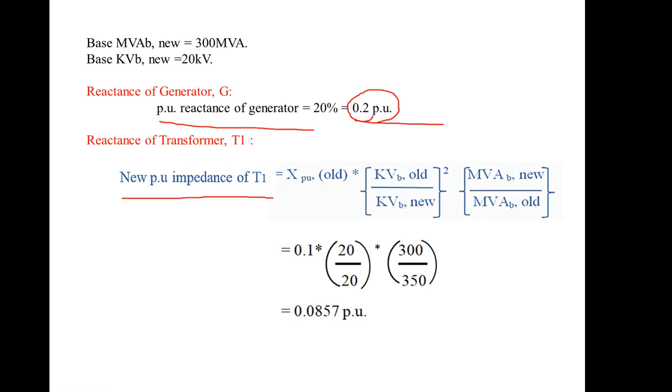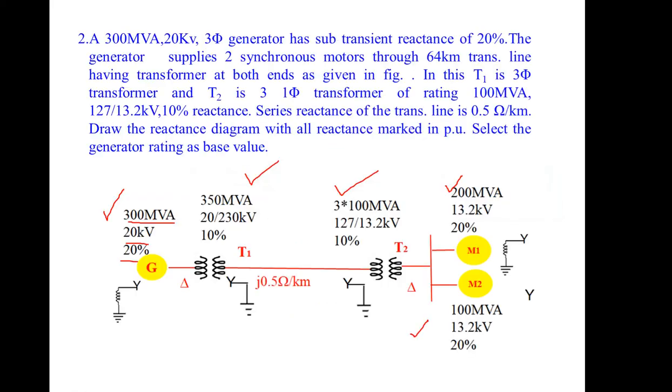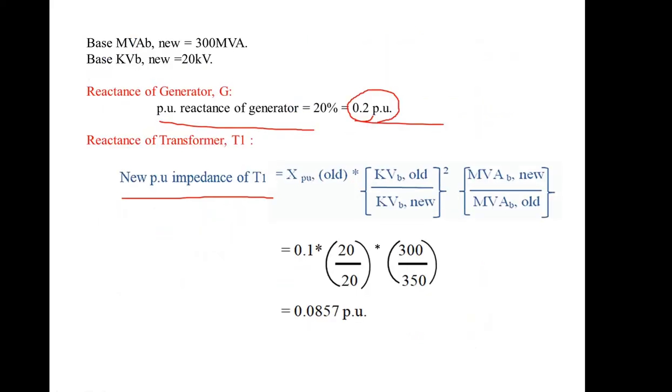For the transformer T1, the old value is given as 10% in the single line diagram. From this we find the new value: X per unit old, into kVb old by new, whole squared, into MVAb new by old. We know all the data: 20 by 20 will be cancelled, and 300 by 350 is given in the single line diagram. So we found the new impedance of the transformer.